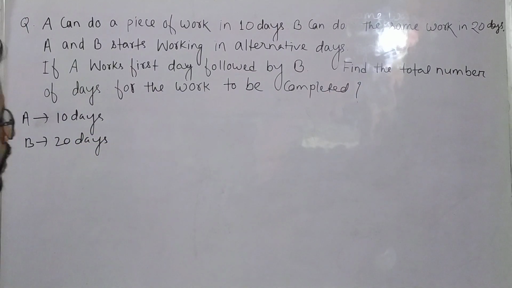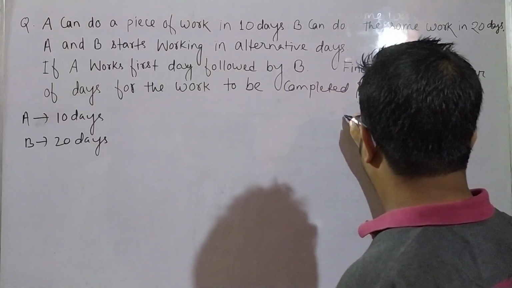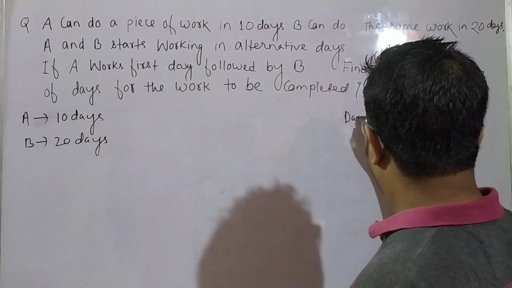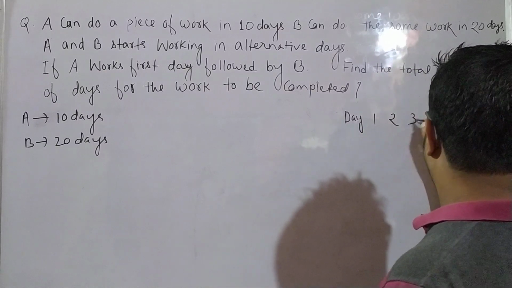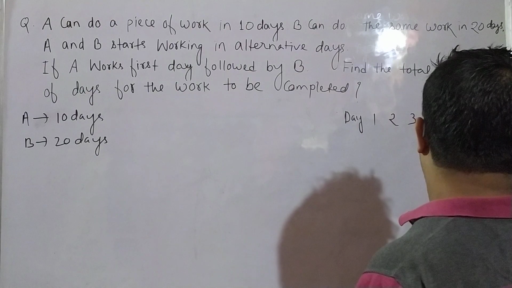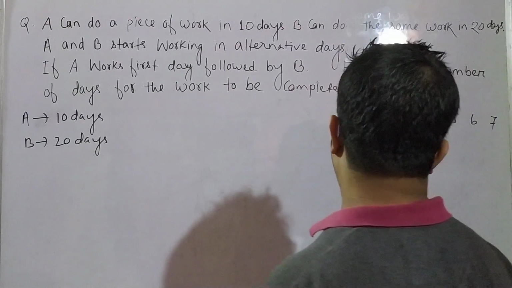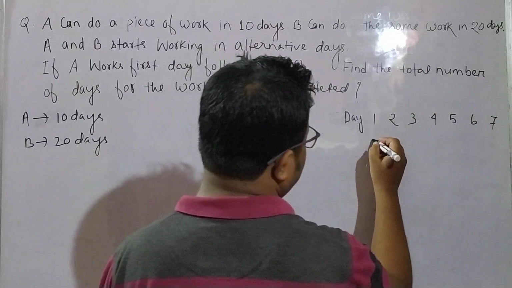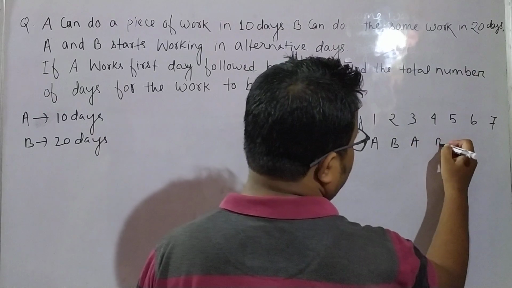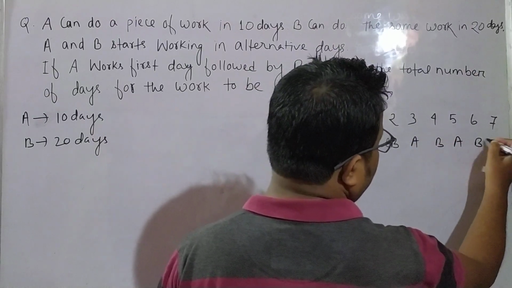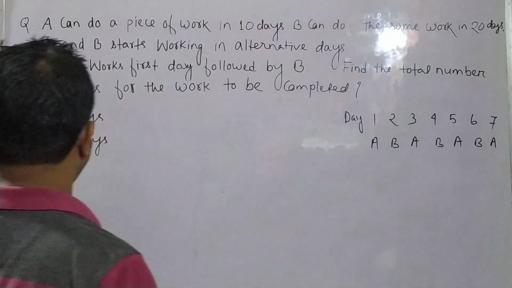Now they are working on alternate days. So day 1, day 2, day 3, day 4, day 5, day 6, day 7. So A is working on the first day, then B, then A, then B, then A, then B, then A.